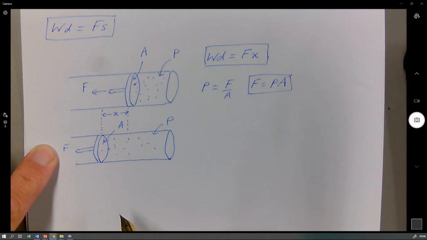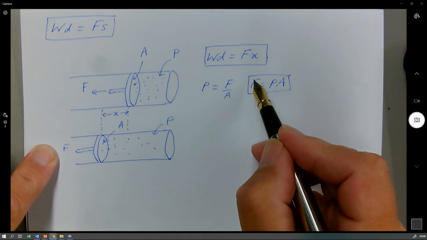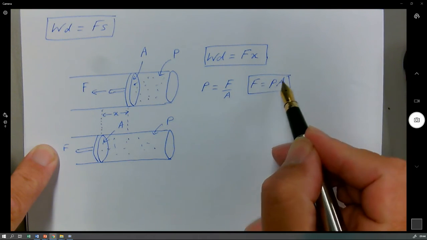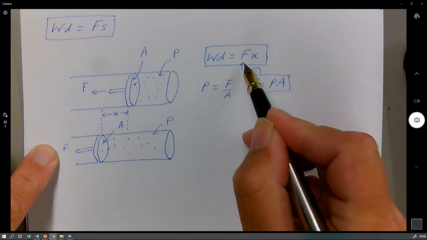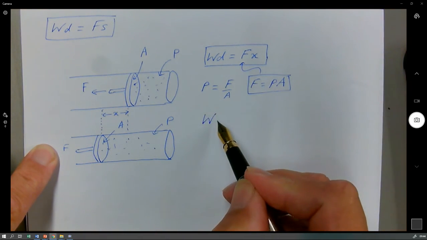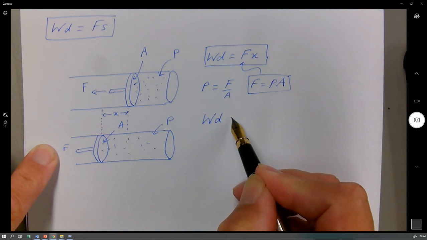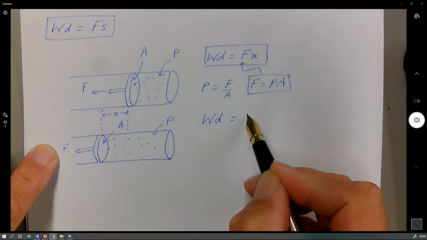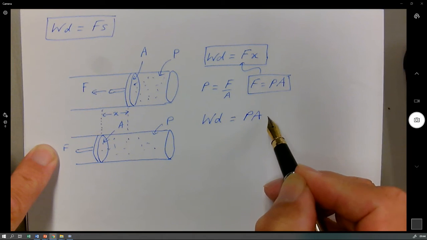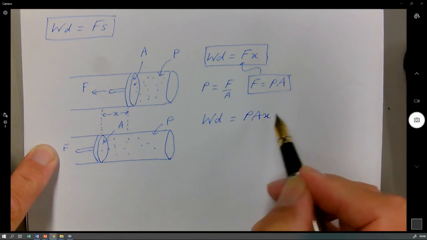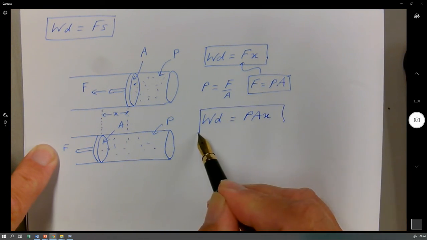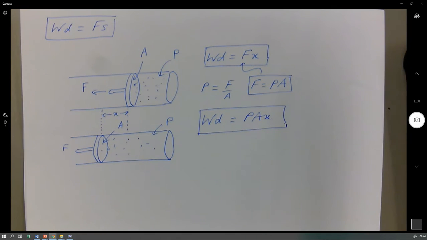Happy so far? I didn't hear you. Yes, of course you are. Right, now we're going to substitute this value F into this formula. So we end up with a new formula now, which looks like this. Work done is equal to pressure times area times x. Okay, nearly there now.